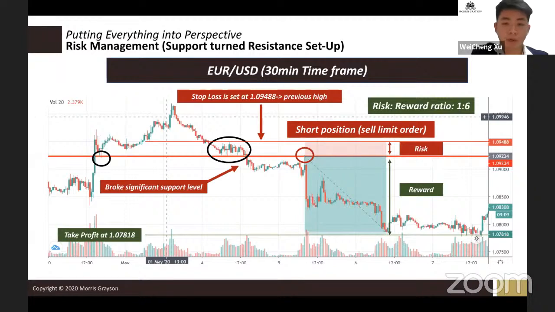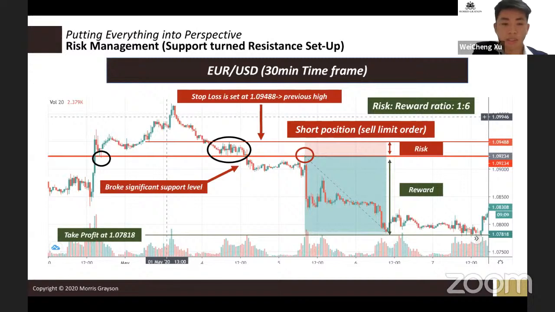So of course, with so many strategies being taught, like patterns and indicators, regardless of which, it's very important to emphasize this: you need to have your own set of risk management rules in place. One example is here, where we have a 30-minute time frame for the EUR/USD pair.